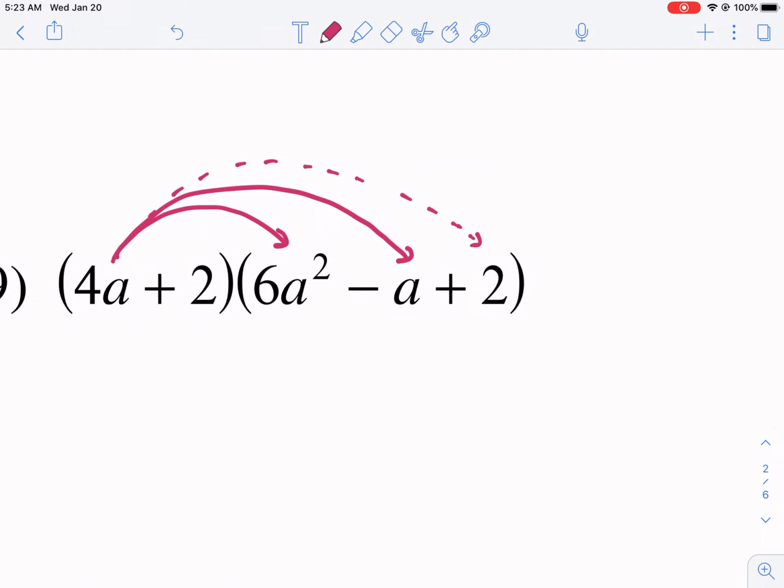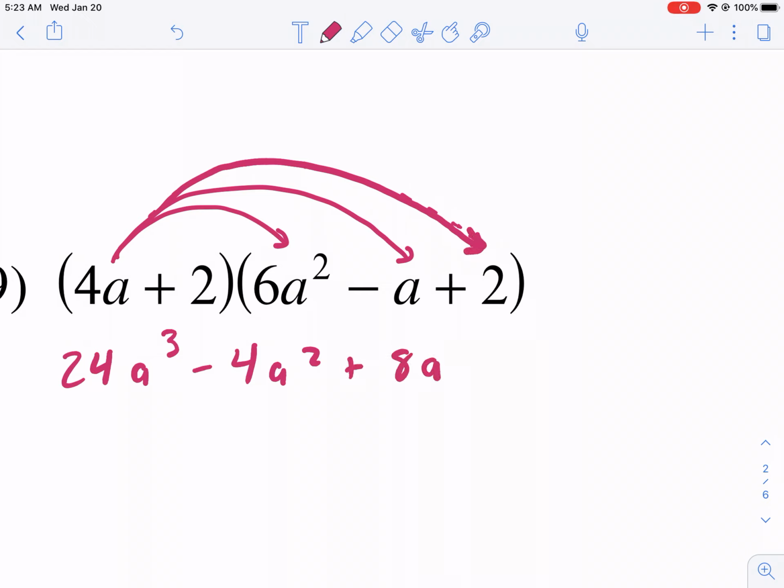So I have 4a times 6a squared, that gives me 24a cubed. Then I have 4a times negative a, that gives me negative 4a squared. Then I have 4a times 2. This is the one that I did the dotted line with. I'm going to make it solid because I really don't like it. And we get positive 8a. And that is that first step.